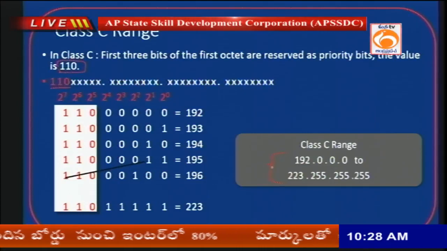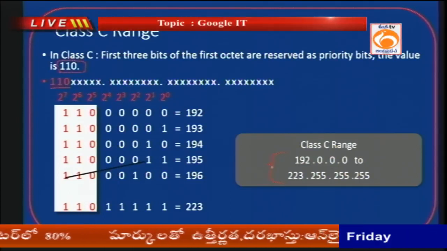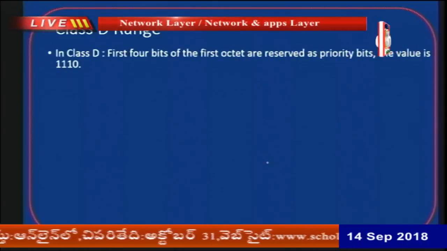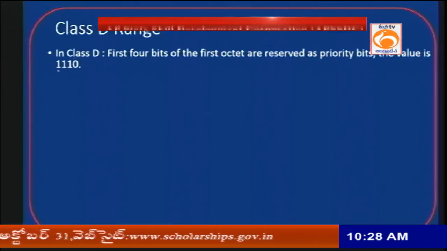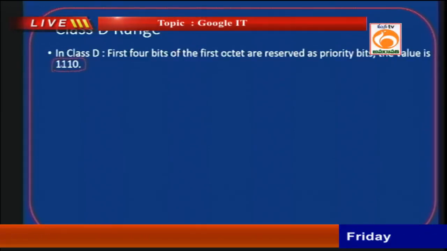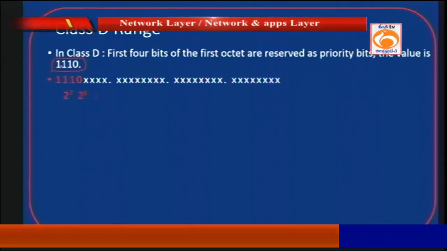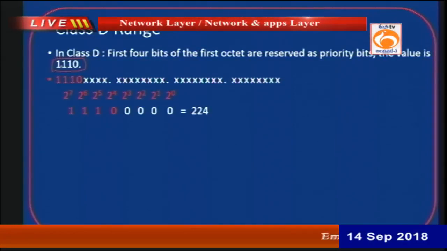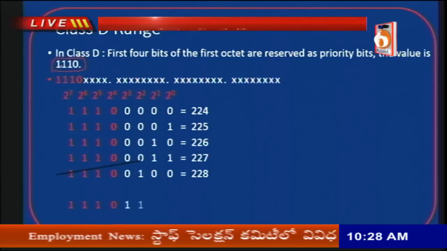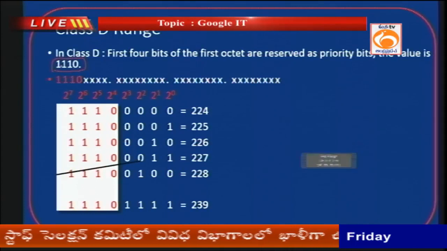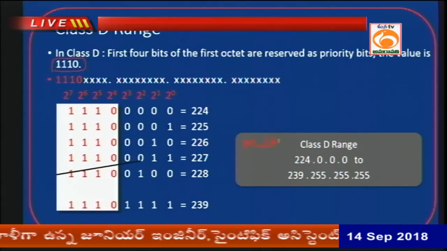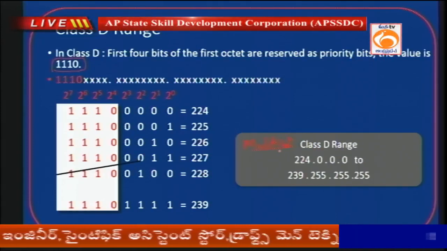Just a quick reminder, we have discussed class A, B and C as the only addresses that we use in our networks today, whereas class D and class E are reserved and cannot be used. So, the priority bit for class D is 1110, and by substituting this value in the first 4 bits of the octet, the value starts from 224 and ends with 239. This is the range for class D, and remember, this is reserved for multicast purposes.